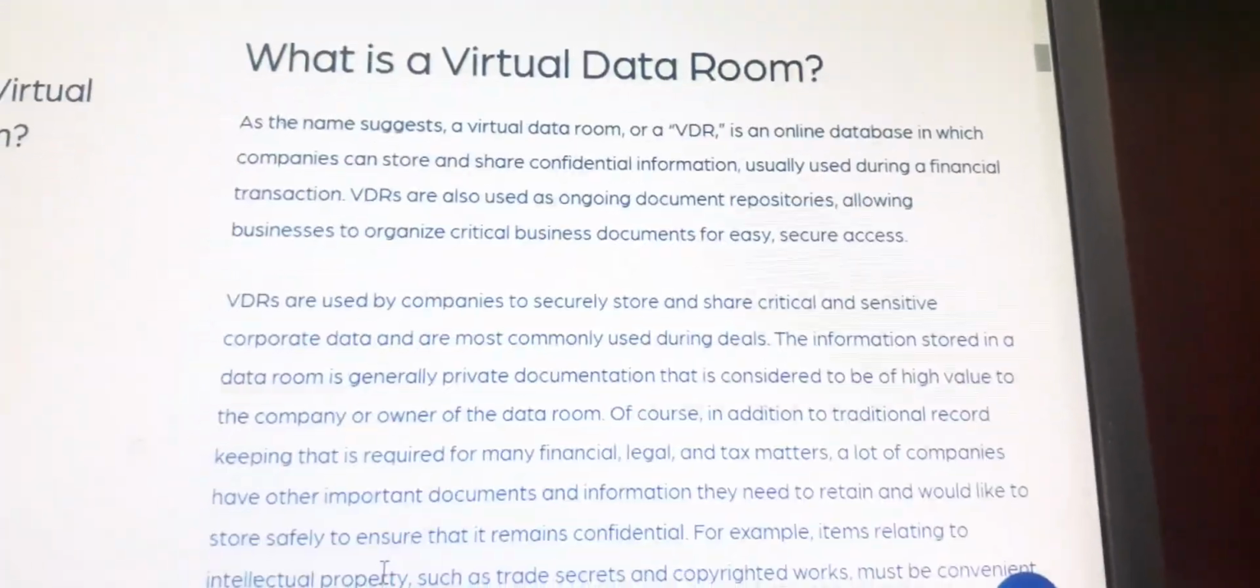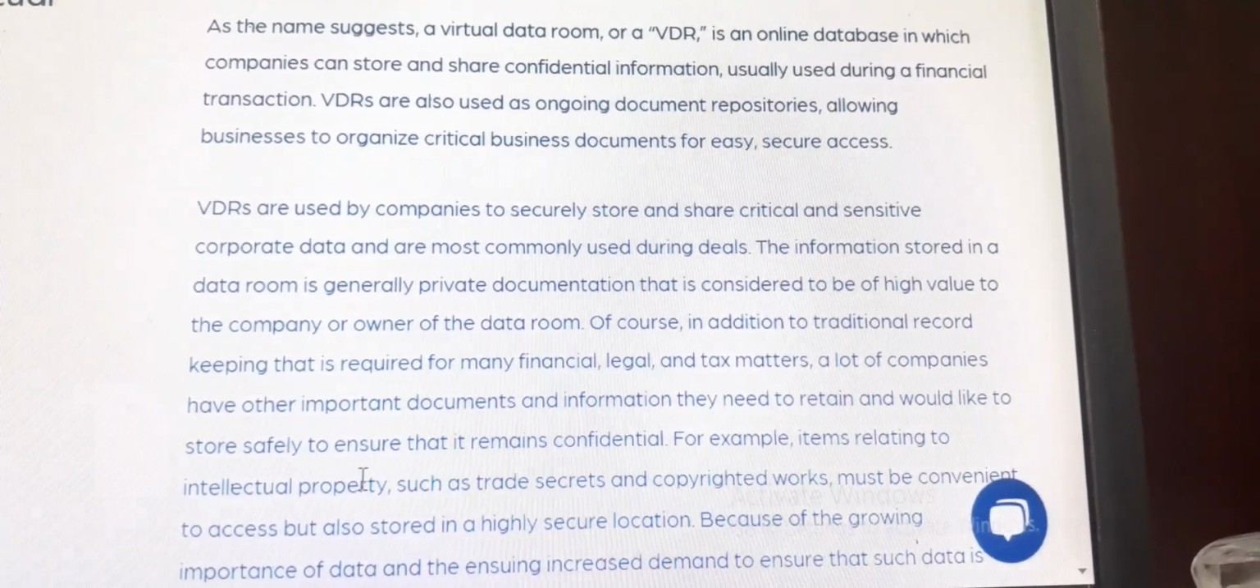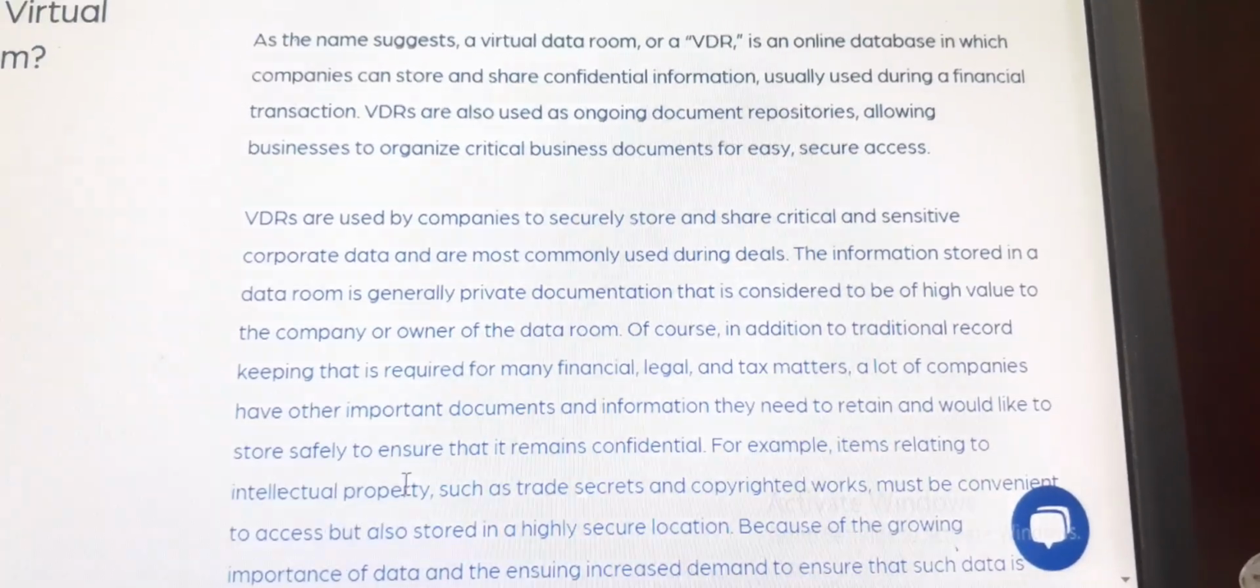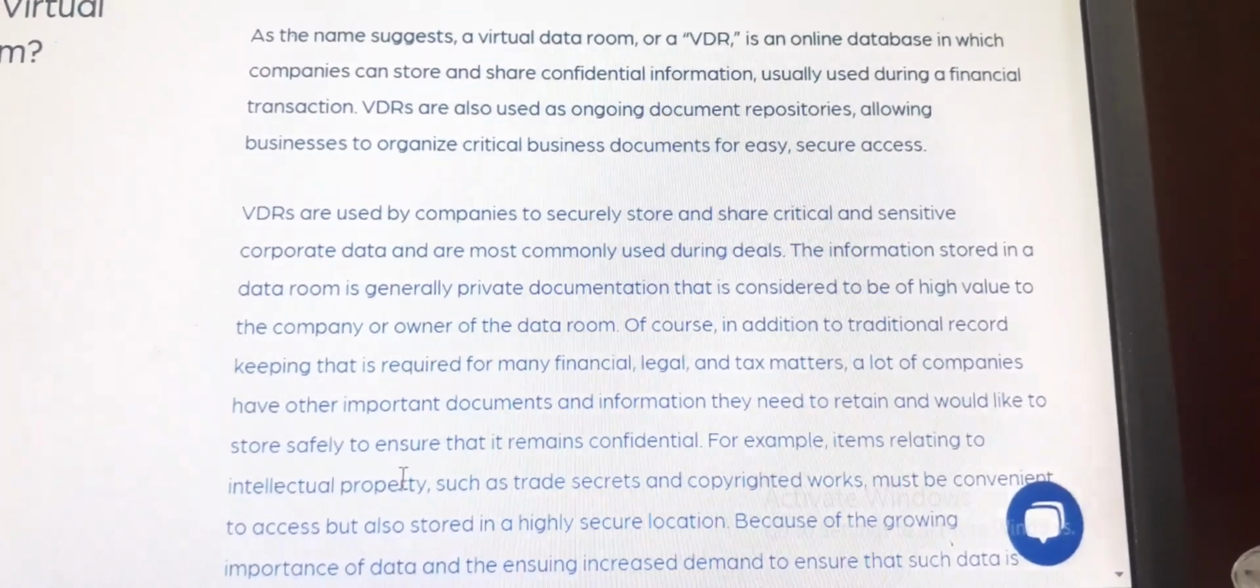Okay, this is the virtual data room. As the name suggests, a virtual and secure online data room. The virtual data room is a major use case in these areas.